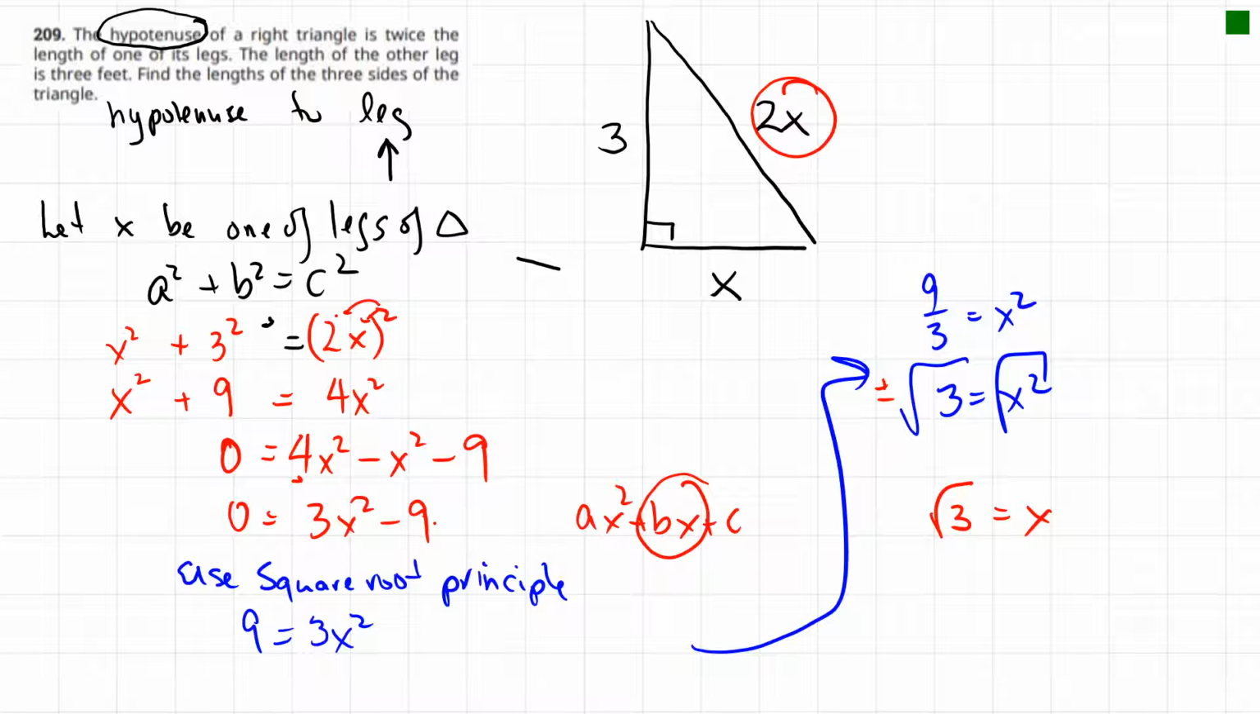And the square root of 3, if you round it, is 1.7, and it's measured in feet. So that means the hypotenuse, which is 2x, is 2 times the square root of 3, and as a decimal, that's 3.5. That's the hypotenuse.